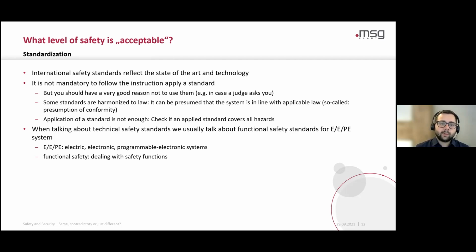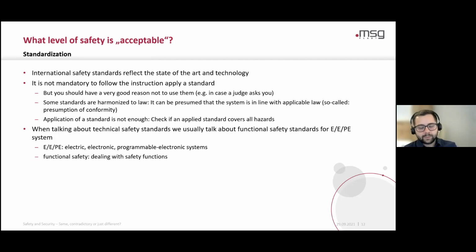So there is also a convenient thing, and these are harmonized standards. That means some standards are made by bodies of the European Union, for example, the European Agency for Railways, and they define standards in a standardization process, and they are harmonized to law. That means we can presume that if a system was built according to the standard, and the standard is applicable, of course, then it is also conform to law. This is the so-called presumption of conformity. So we presume that the developed system conforms to the law and to the requirements set by law.